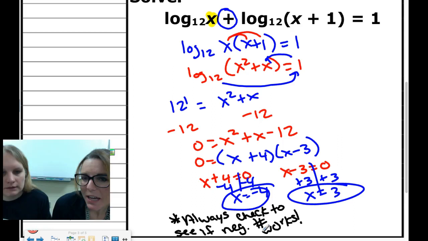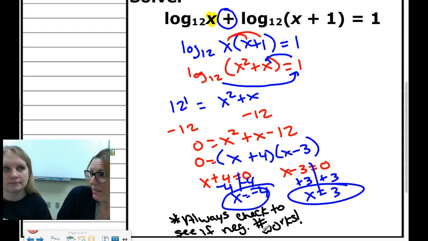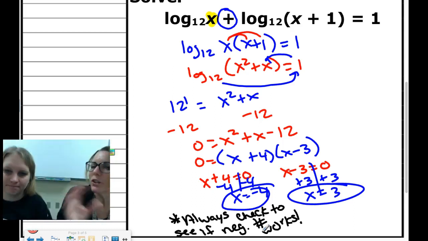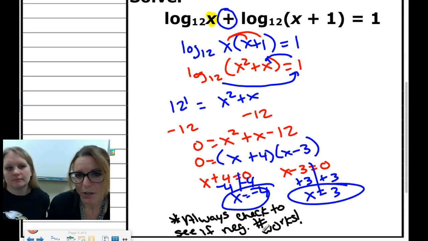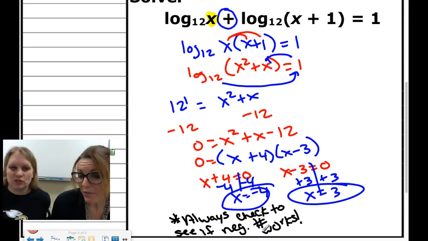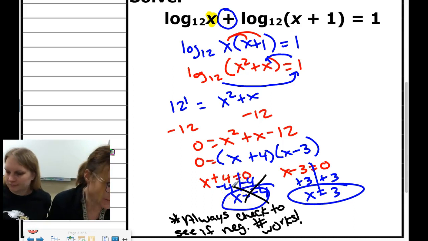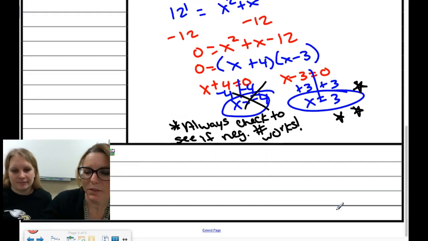But if on top it would have been x plus 5, then negative 4 plus 5 would give you a positive 1. And if this would have been x plus 6, you got to check both sides. You can never take the log of a negative number. So always check. Cross off negative 4. It's not an answer. The only answer here is 3. That's it. Kind of tricky. We might have to talk about that more.